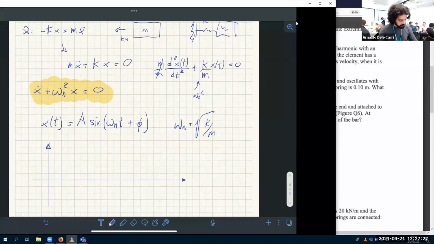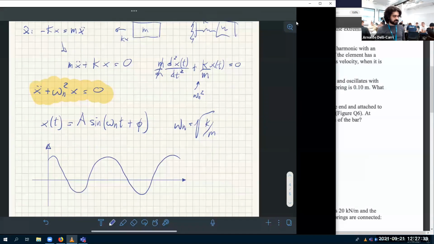So this is how it looks. This is a sine wave, but it's a sine wave that does not start from 0. It doesn't start from 0 because we have a phase angle. If this phase angle is 0, then we have a pure sine wave that starts at 0 and oscillates indefinitely. If this is non-zero, of course, it doesn't start at 0. And if this is 90 degrees, this becomes a cosine wave because it starts here and then it goes down.